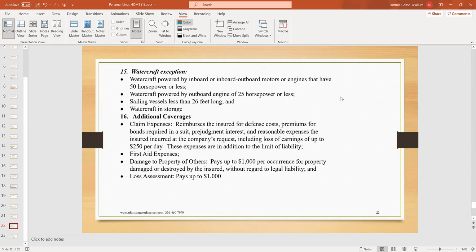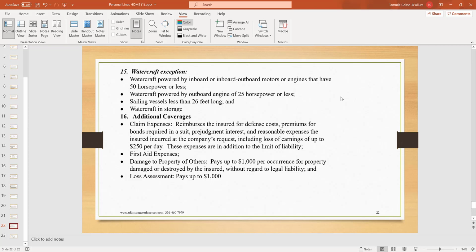Now, just like in your property world, you had additional coverages like debris removal, fire department, reasonable repairs. You have additional coverages here like claim expenses. The insurance company is going to defend the homeowner if they get caught up in a lawsuit. Any type of bonds, prejudgment interest, reasonable expenses that the insured incurred at the company's request. If they need for you to go to some deposition, they will pay you up to $250 a day for loss of earnings. First aid expenses, damage to property of others. There is $1,000 for damage to property of others without regard to legal liability.